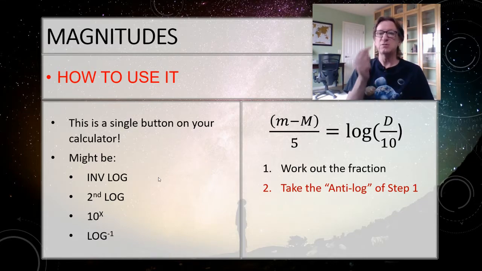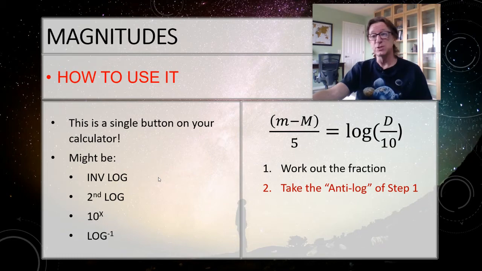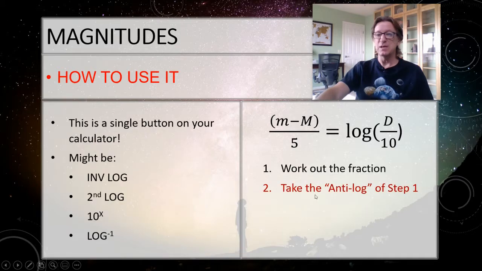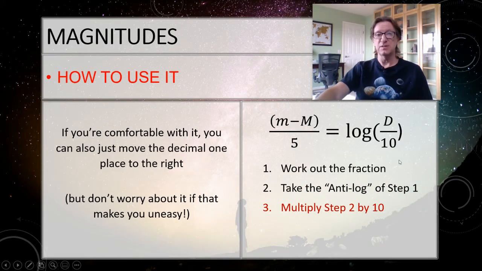On some calculators, you do inverse log and then the number. Some you do the number and then inverse log. Again, it's just going to depend on your calculator and you're just going to have to figure it out. Once I do that, that gets rid of the log and that just leaves the d over 10. So I'll have a number and that number will be equal to d over 10. So all I need to do is multiply that number, the number that I got in the previous step, by 10, and that gives me the distance in parsecs.